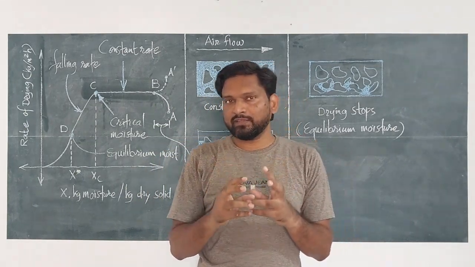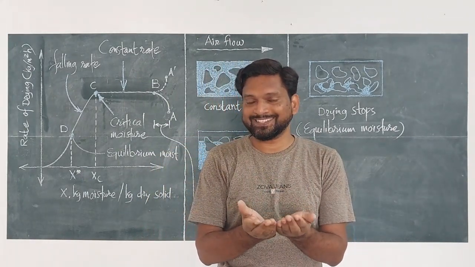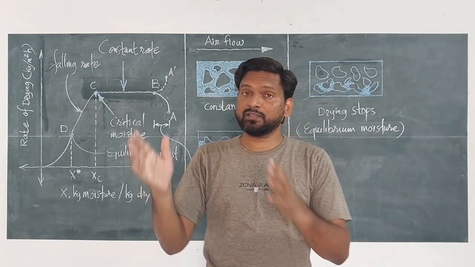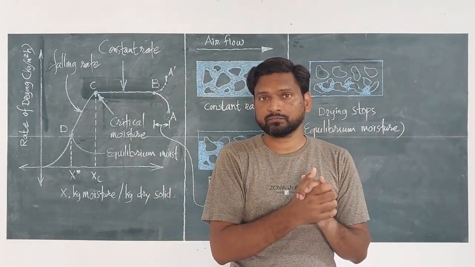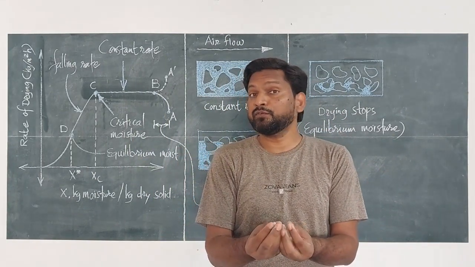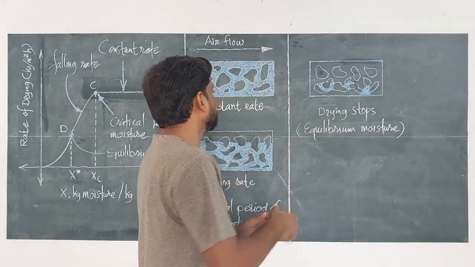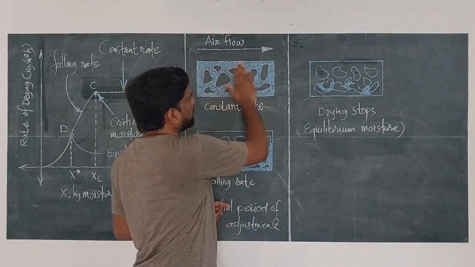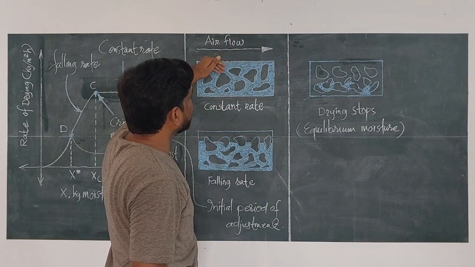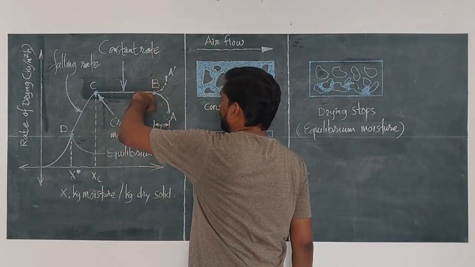This stage is similar to the evaporation of water from its surface when it is free water, as I explained in the previous video. If water is kept in a vessel, the evaporation will take place from the surface of the water. Just like that, the thin film of moisture is covering the wet material, and the moisture is getting lost from the thin film. That point is represented by point B.